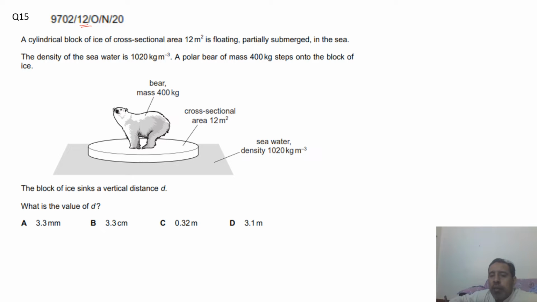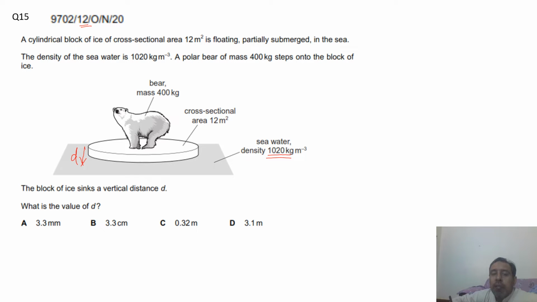In this question, we have seawater here. Its density is greater than the fresh water, and this ice is placed floating on the seawater, and the cross-sectional area of this ice is 12 meters square. A bear of mass 400 kg is placed on it, standing on this ice. And definitely there is some distance moved by this ice vertically downward like this one. So we have to calculate this distance.